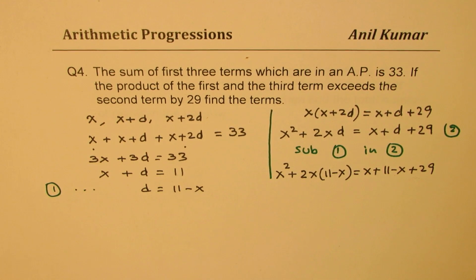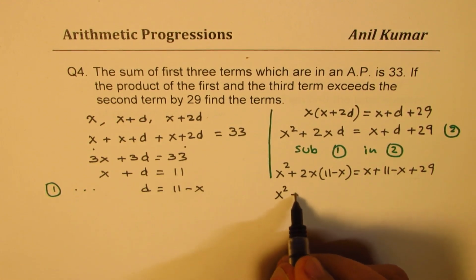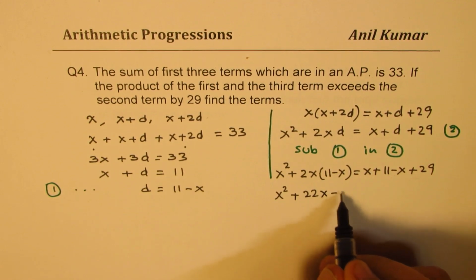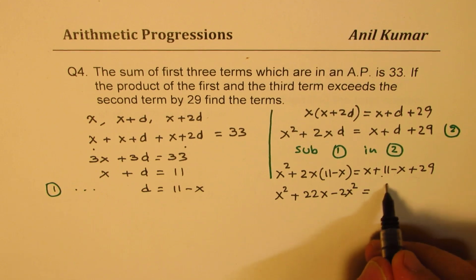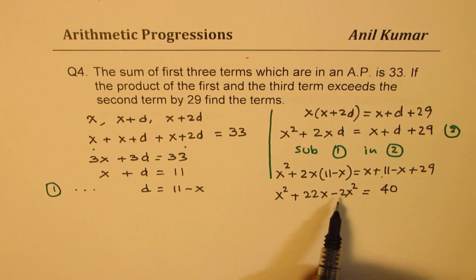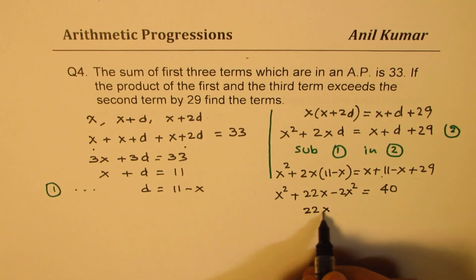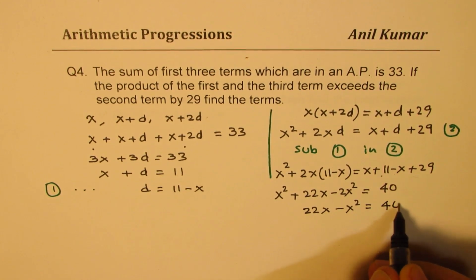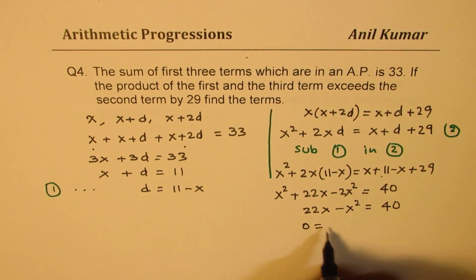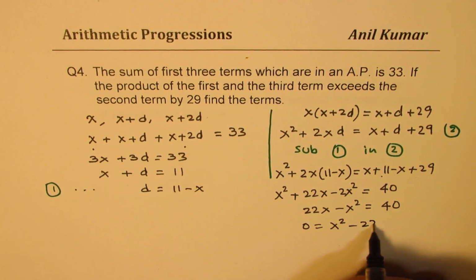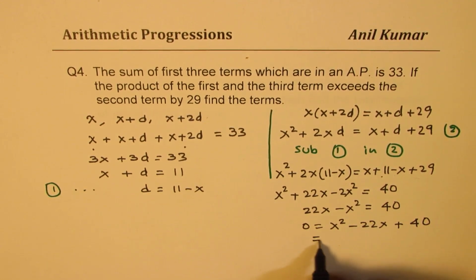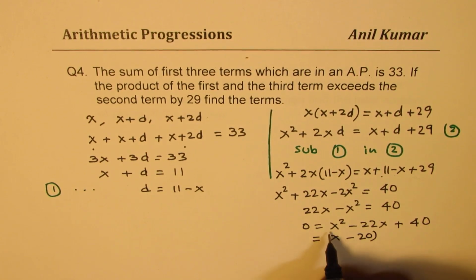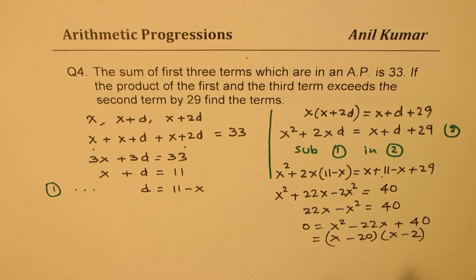Does it make sense to you, right? Open the bracket. We get x squared plus 22x minus 2x squared equals x, and x and x cancel. We have 11 plus 29, which is 40. Now here we get 22x minus x squared equals 40. Taking all the terms to the right side, 0 equals x squared minus 22x plus 40, right? So 40 is 20 times 2, both negative, (x minus 20) times (x minus 2). So we get two different values of x here, right?